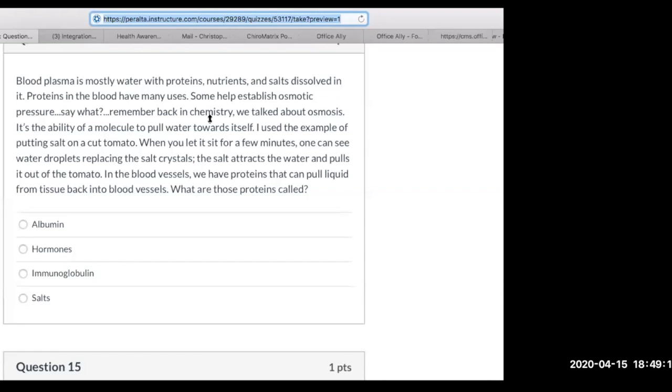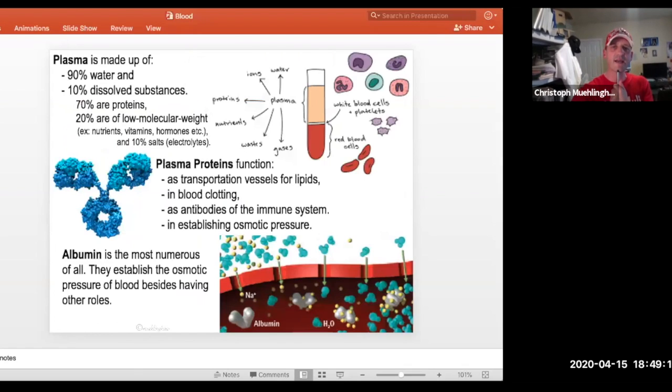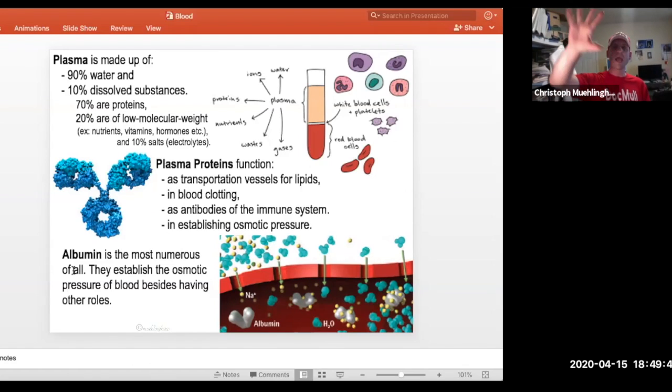All right, so this next slide describes all the different uses. The plasma is mostly water. We have some proteins and some other stuff in there, like vitamins and hormones. Proteins do a whole bunch of stuff, like transport lipids around, blood clotting, and antibodies. Albumin is a really cool one. The blood gets squeezed out into the tissues when it comes from the heart, so how is it going to get back to the blood? One system is that the albumin stays behind because it's too big to get squeezed out of the blood vessel, and it will attract molecules back into the blood, sodium and water.